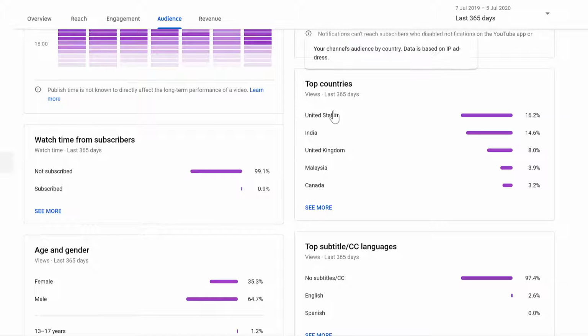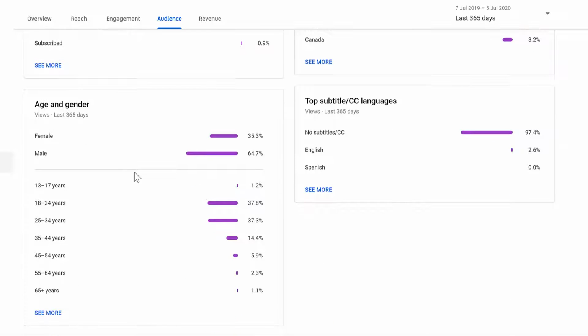Then we can also see which countries most of my views come from. So most of my views come from the United States, and I also get views from the United Kingdom and Canada. And those are all English-speaking countries, which makes sense as I make my videos in English. We also have India here, and lots of people in India can speak English, and they also have a very large population, so it makes sense that India would be the second highest.